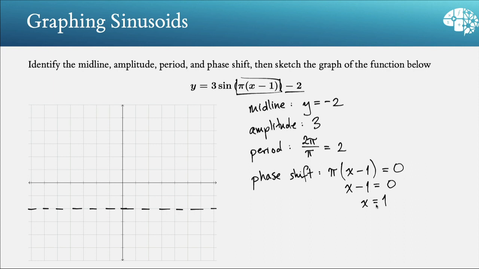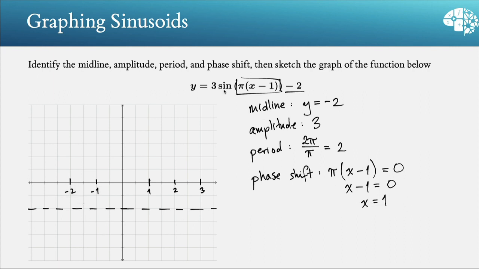All right, x equals 1. That's my phase shift. I'm going to start drawing here. Because my period is only 2, I don't want it really cramped, so I'm going to let each box here be a half. So this is going to be 1, 2, 3, and so on, -1. Okay, we're going to start drawing.